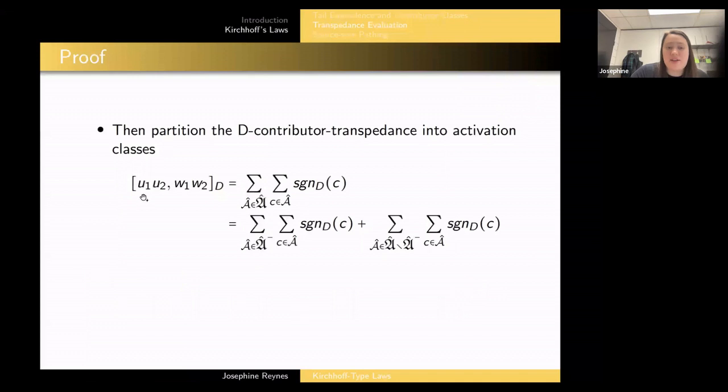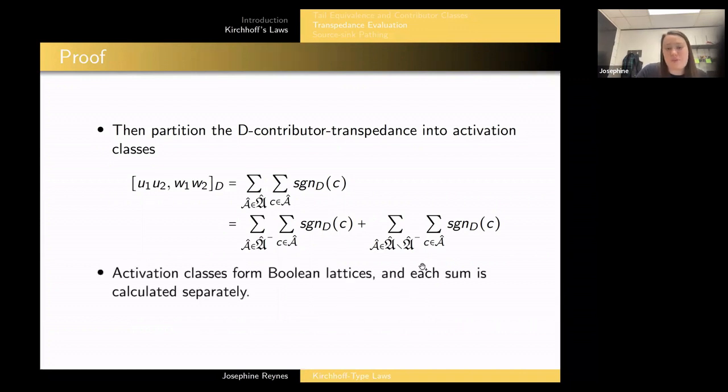I have that, just from the definition, the sum over all the reduced activation classes and all the contributors in them, and the sign of the contributor is the contributor-transpedance value. And I could break this sum up into two sets of activation classes, the ones where they are negative and the ones where they are not negative, so positive. So I'm breaking up the sum, and it doesn't matter that I'm breaking up this sum because I'm just splitting the activation classes into two categories, but I'm still summing over all of them.